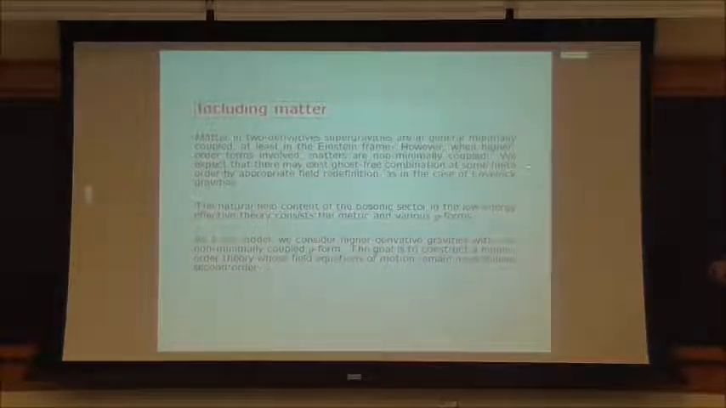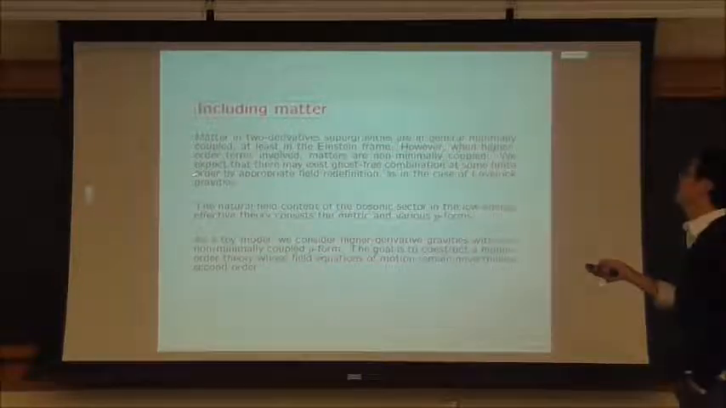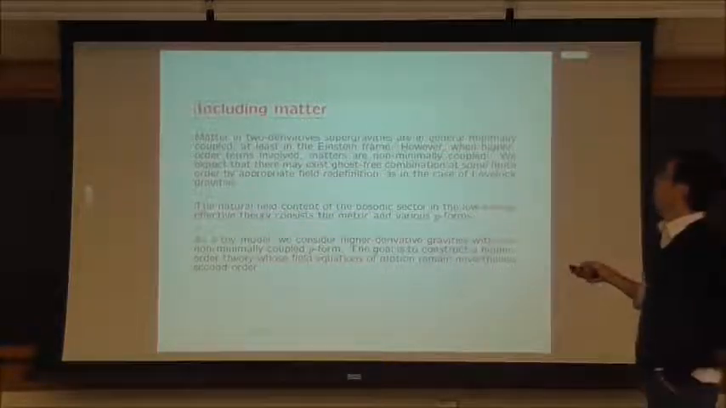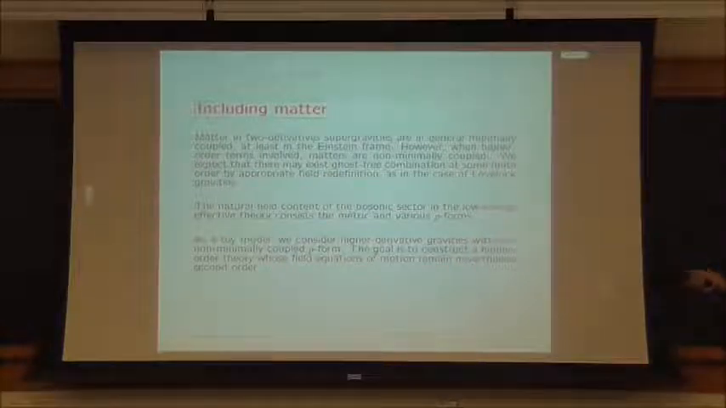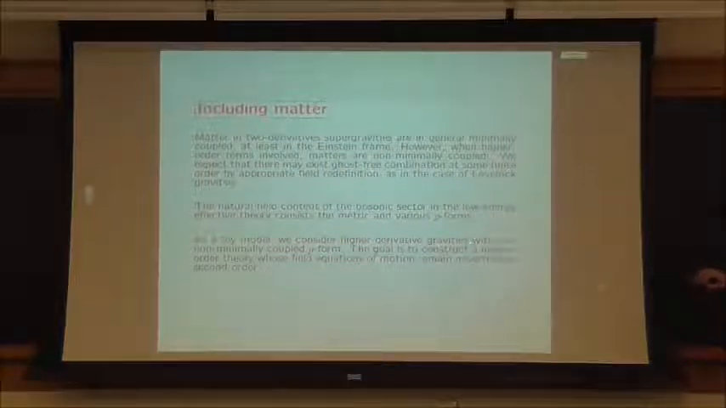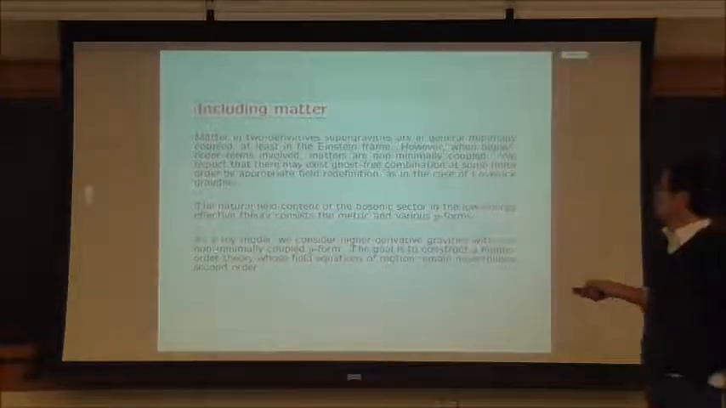And of course, I'm not entirely sure this has to be true or not. We nevertheless expect that there may exist some kind of ghost-free combination at some finite order by appropriate field redefinitions, the ones that we did before. But now, the general field redefinition will include the form fields as well, such that the end result is like Lovelock gravity. And the natural field content of a bosonic low energy effective theory consists of the metric and various p-forms. Of course, for the higher order gravities in string theory, I think the complete picture is not quite known yet. So here we just consider some toy model.